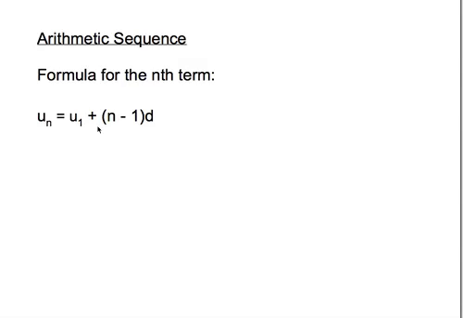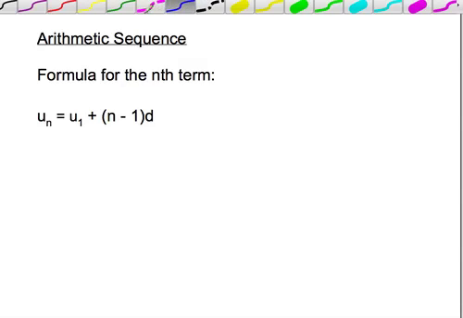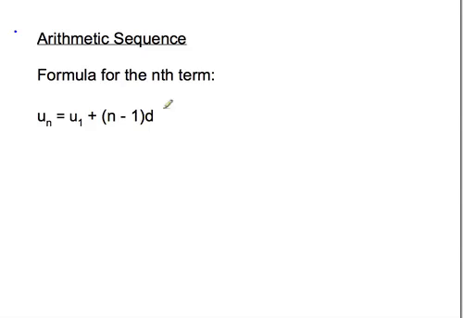Hello, this is Mr. Collier, and today we're going to work with the formula for the nth term in an arithmetic sequence. Okay, so here's the formula to find the nth term in an arithmetic sequence. It says u sub n equals u sub 1 plus n minus 1 times d.